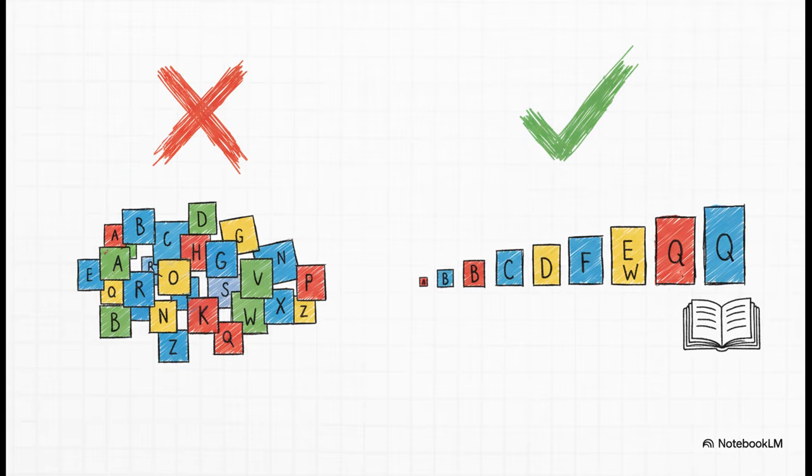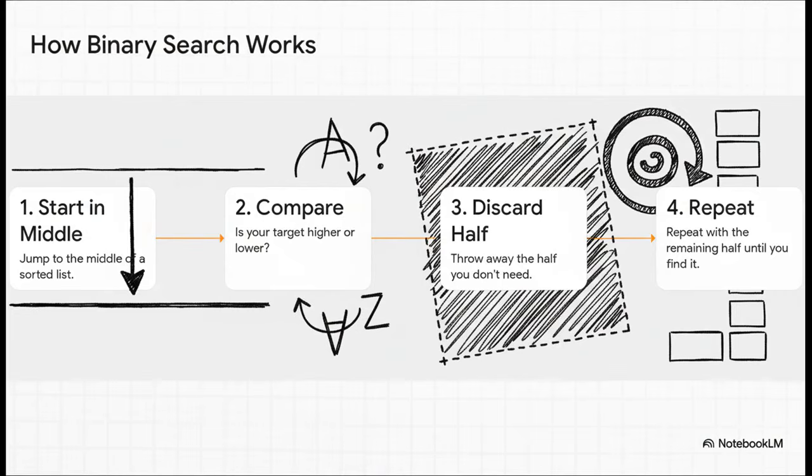I mean, think about a dictionary, right? The only reason it's easy to find a word is because it's already in alphabetical order. That's the whole secret. So how does it actually work? It's so simple, it's beautiful. You just jump right into the middle of your sorted list. Then you ask one simple question. Is the thing I'm looking for before this point or after it? And depending on the answer, you just throw away the entire half you don't need. Gone. Then you just do the exact same thing again with what's left.